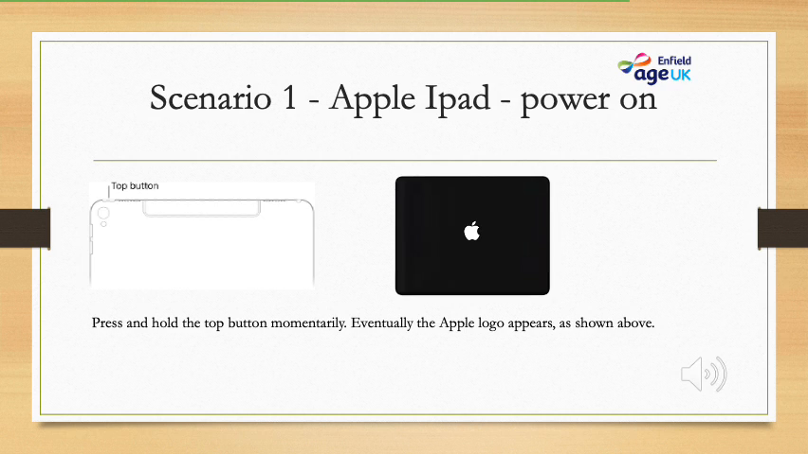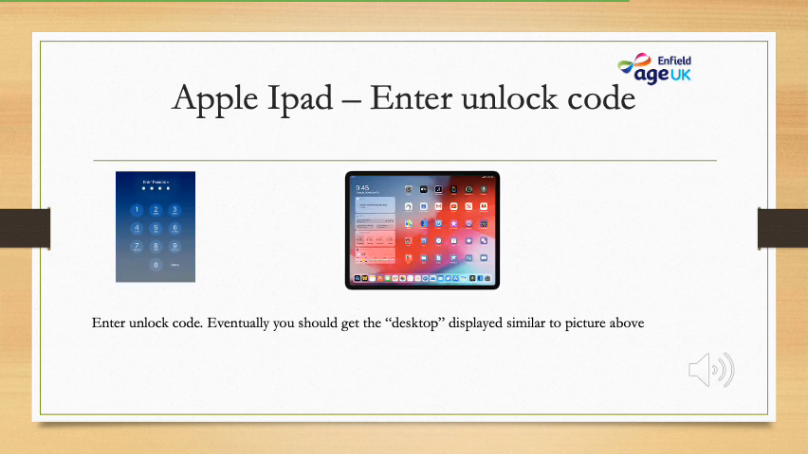To power on the iPad, look for a button which is along the short edge at the top and press it down momentarily. Eventually the Apple logo will appear as shown above. The second stage of starting the iPad involves entering the unlock code, which is something that you should have. Once you've entered the code, you'll eventually get the desktop displayed as in the picture.